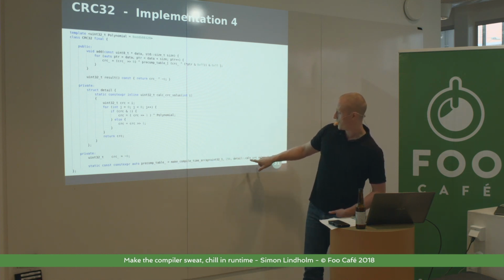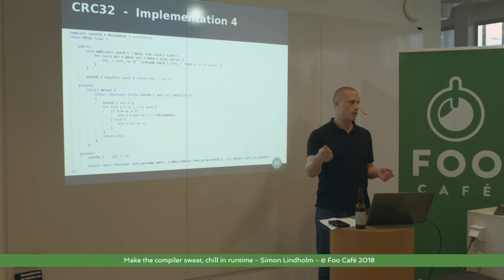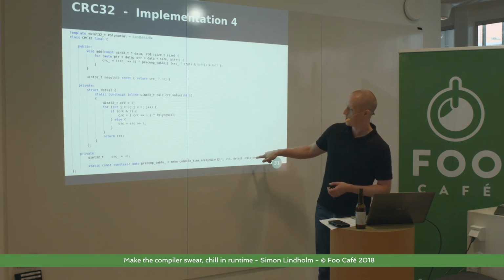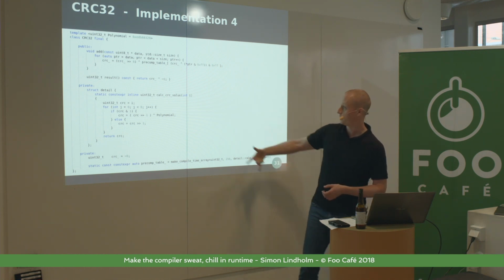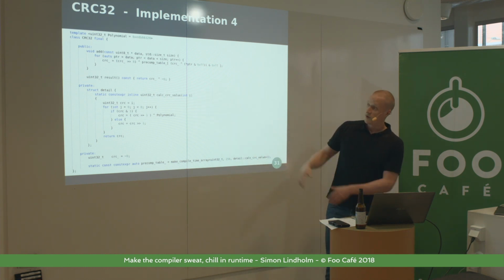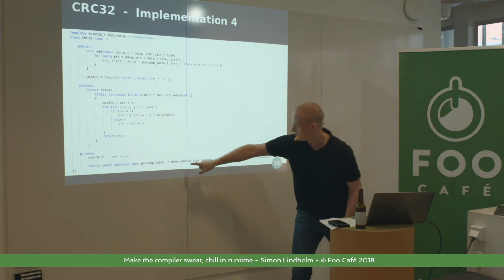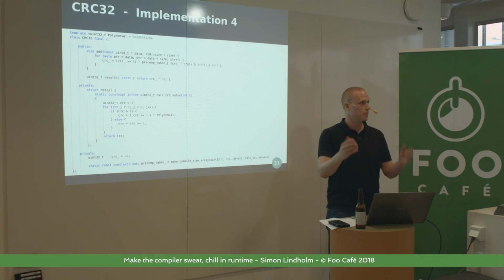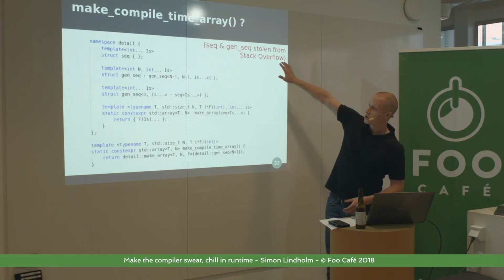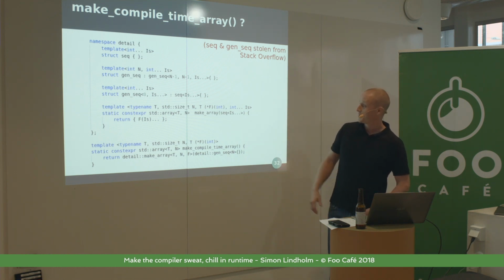And there is some magic going on here, but basically we will instantiate an std array from 0 to 255, and for each value in that array we will initialize it by calling this static function here. So this is pretty straightforward. There's nothing complicated about that, except this make compile time array, which is a little bit magic. Part of it is stolen from Stack Overflow, so just attribute that. But this is basically it.